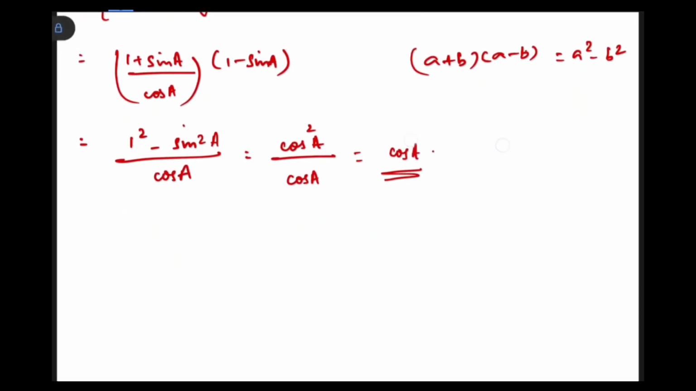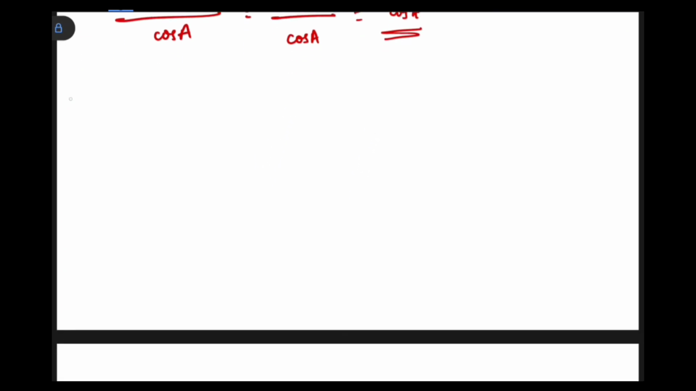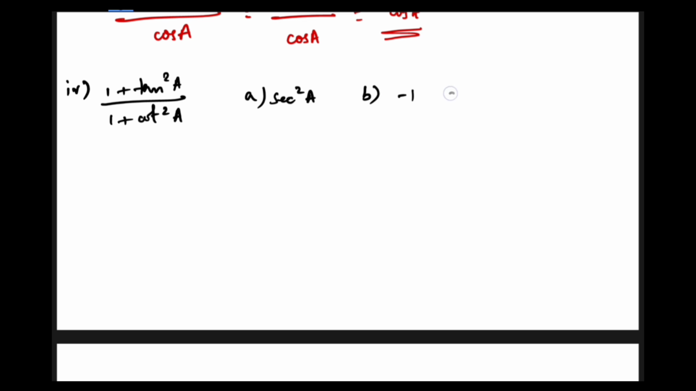Now let us do the fourth subdivision. Let's see what is the question. 1 plus tan square A divided by 1 plus cot square A. It also has options. Option A secant square A, option B minus 1, option C cot square A and option D tan square A.